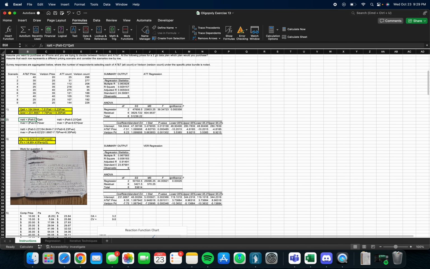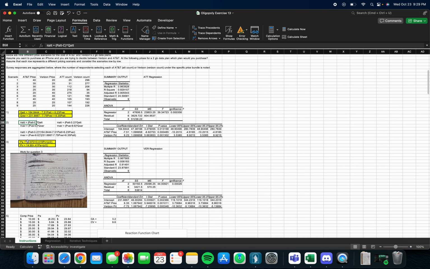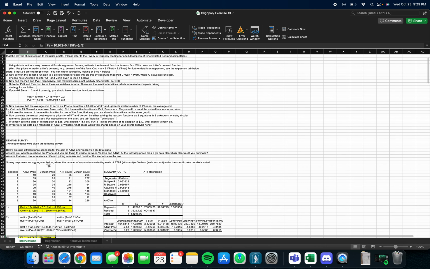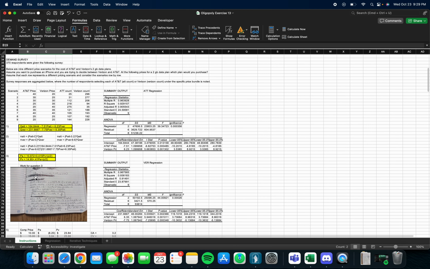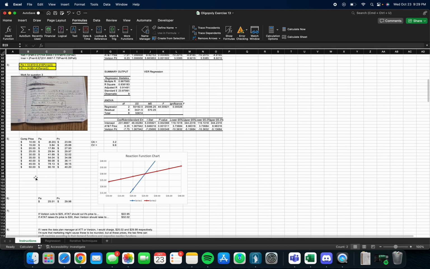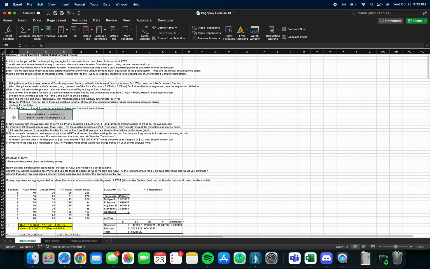And I came to essentially these exact numbers. I was off from these ones by a little bit, but they were just rounding errors, so it's basically the same thing. Question 4 was just basically stating that those are the reaction functions.